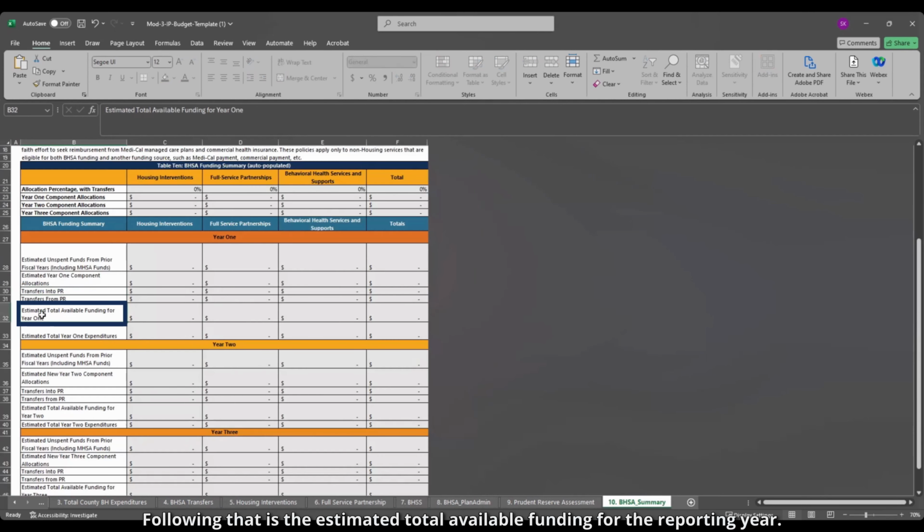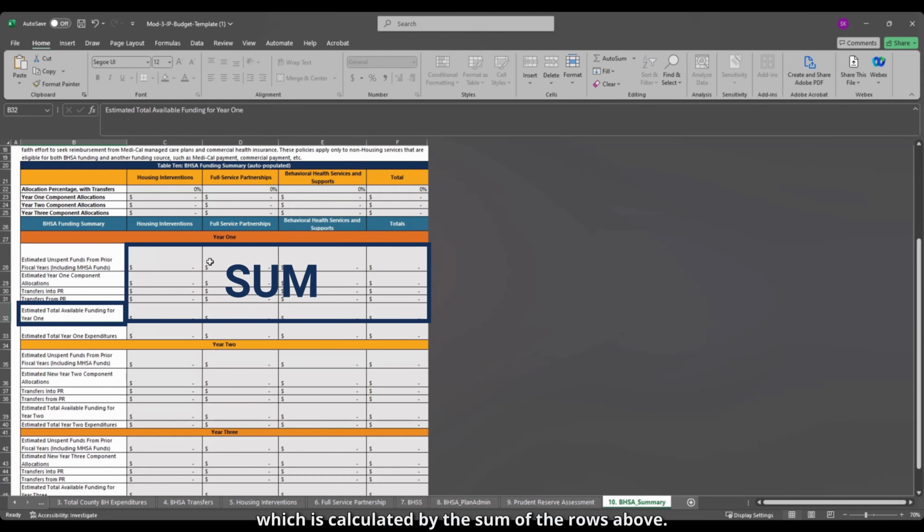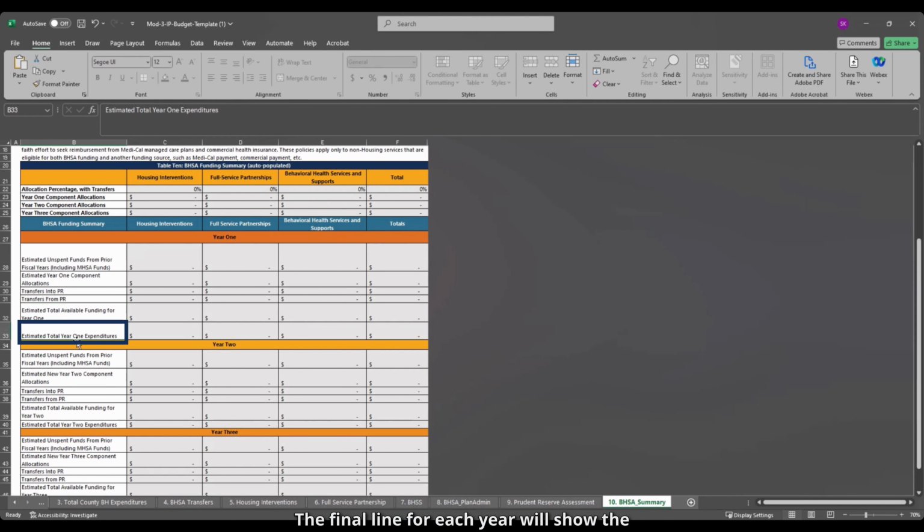Following that is the estimated total available funding for the reporting year. This is your total funding available for the year, including new allocations and unspent prior year funds, which is calculated by the sum of the rows above. The final line for each year will show the estimated total year-end expenditures for each of the components, which is again pulled from the relevant component tabs for the relevant years. This roll-up provides a clear picture of how counties are phasing and pacing their BHSA spending across all 3 years.